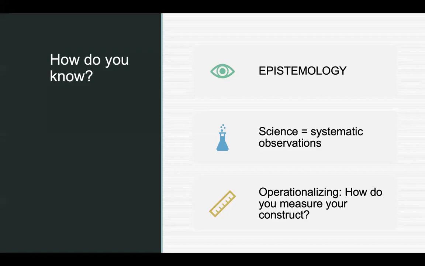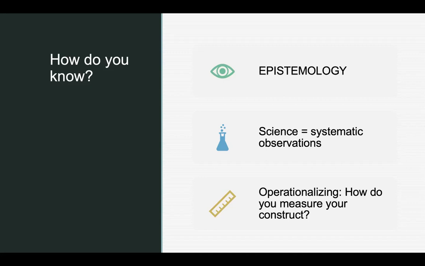Science is one method of finding out stuff, or an epistemological method that is focused on one way of finding out truth, which is called empiricism. We'll talk about that in a second. And so today you're going to learn about how you find out stuff. Science is about systematic observations. And we're going to break down what systematic observation means.